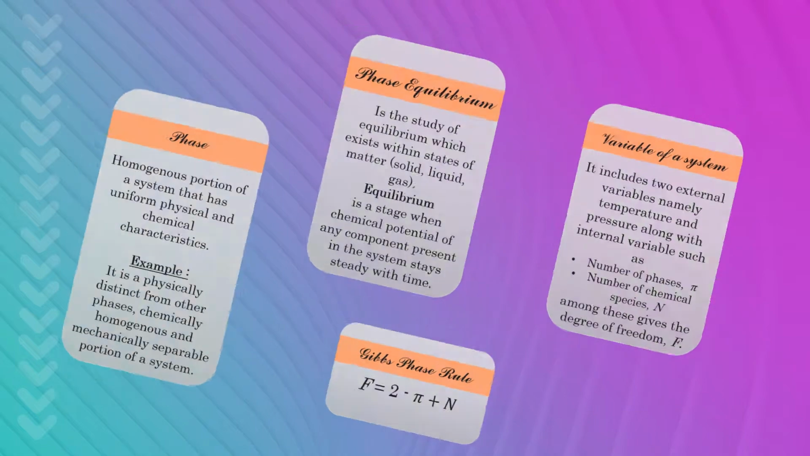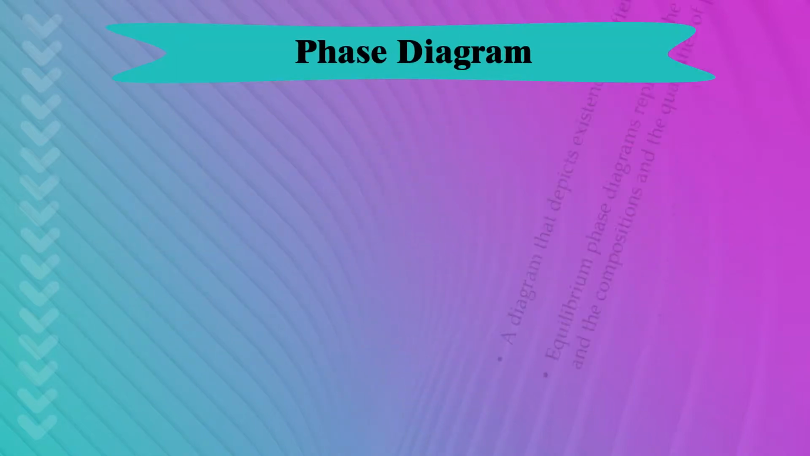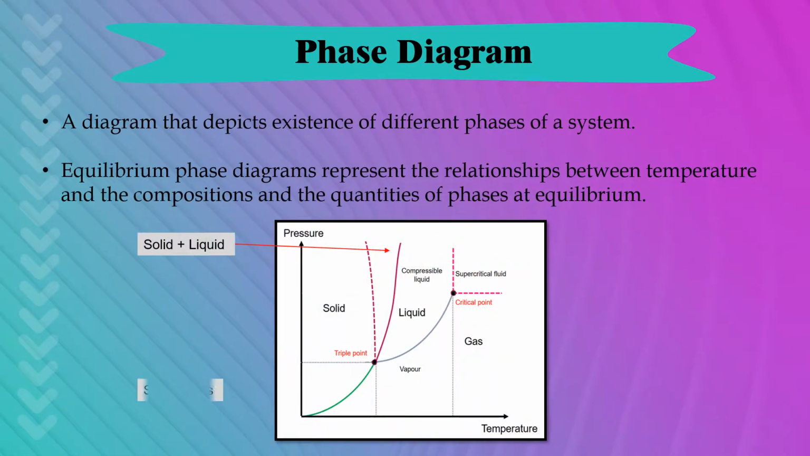Moreover, a phase diagram is a diagram that depicts the existence of different phases of a system. It represents the relationships between temperature and the compositions and the quantities of phases at equilibrium.